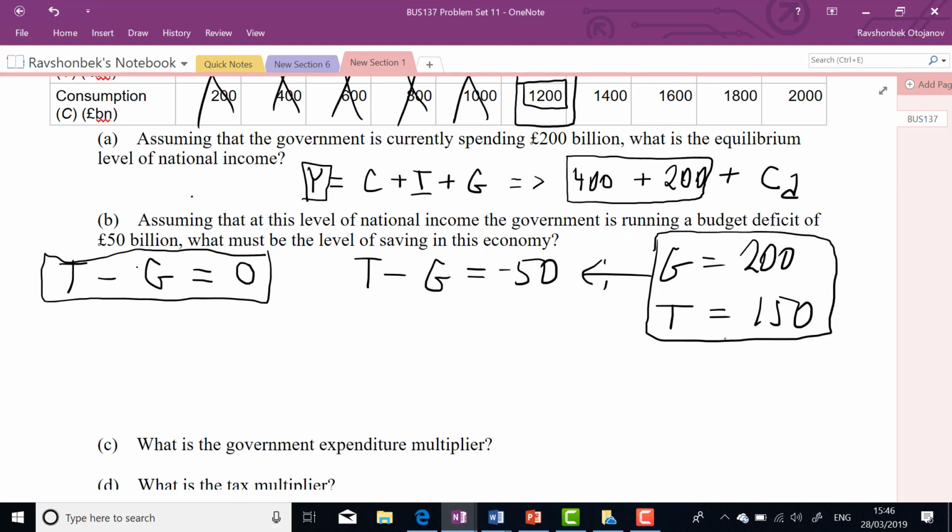Can you do it now yourselves, if you understood it? You're quiet now. So if this is clear, do this now. Work out for me what the savings is. What does T stand for? Tax. So you're not reading the book.